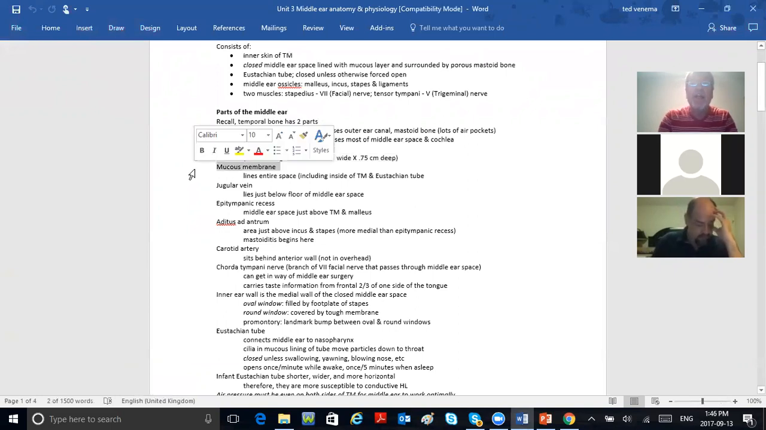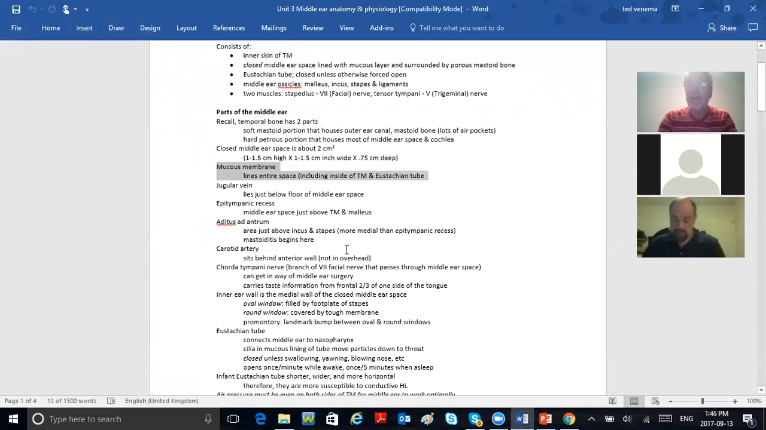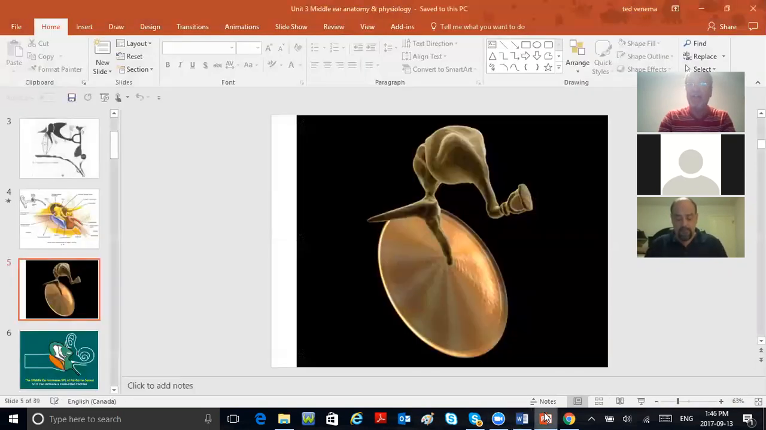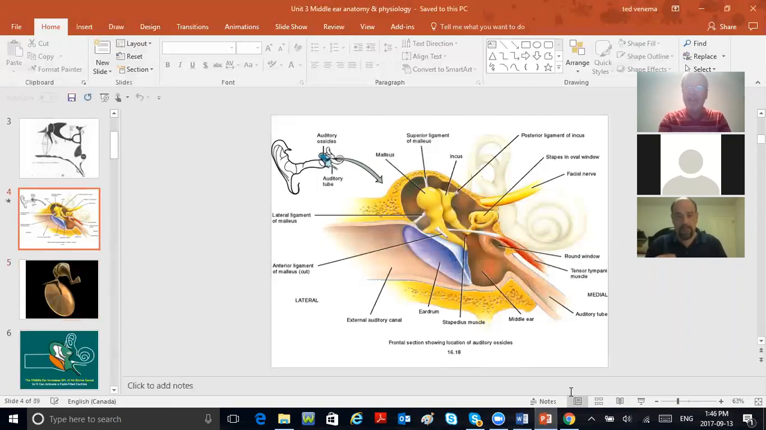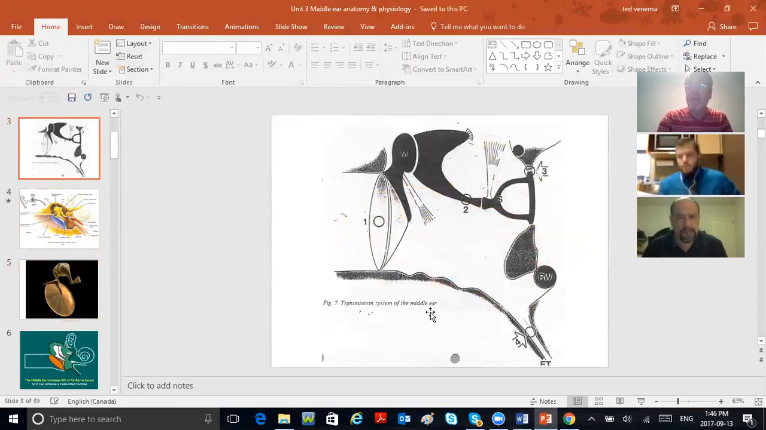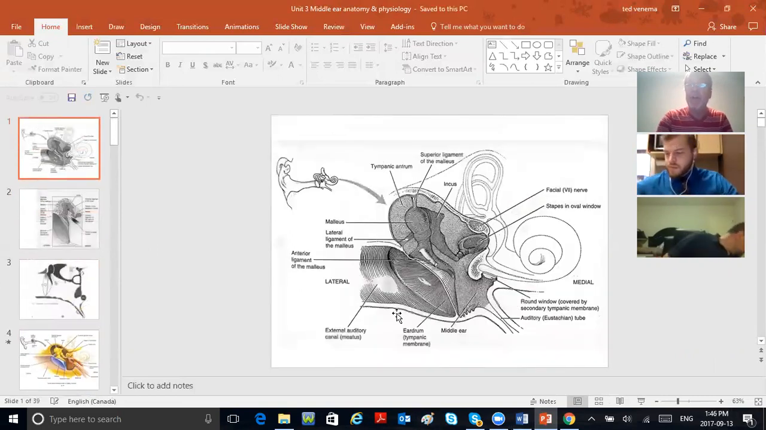The mucous membrane is the lining of the entire middle ear space. It includes the inside of the tympanic membrane, like the third layer of the tympanic membrane, the inner layer, in other words, and the eustachian tube. All of these are slimy. The jugular vein lies just below the floor of the middle ear space, your jugular vein. Now, think about, it's not really shown here, not much.